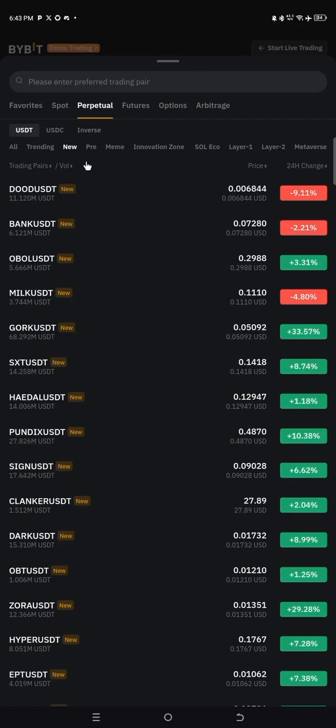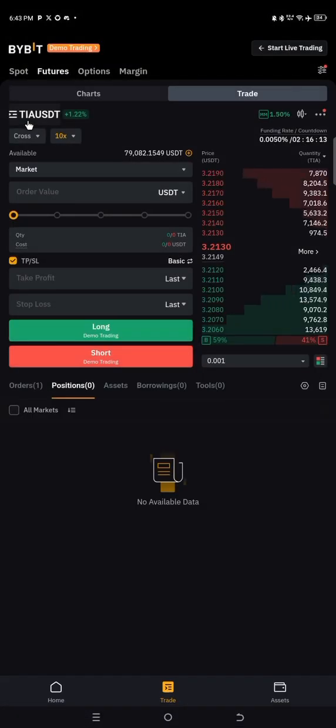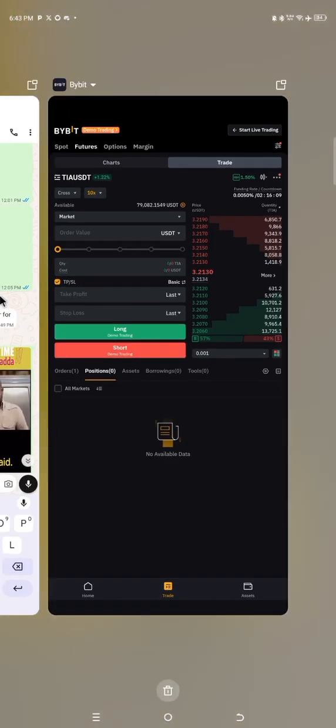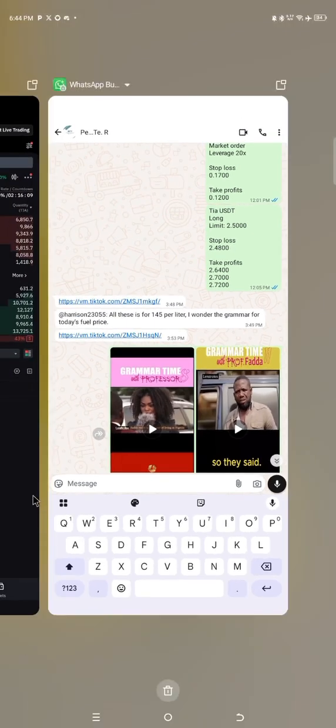Since we are using a limit order, we are trading Solana. Look at the one I'm talking about, number one here, tier USDT. You can see, right? The signal said we should use limit order now, because they say we should long it, we should buy. It is waiting for the price to enter 2.5 to trigger. So that is limit order. We should buy at limit order 2.5. That's how to do it.